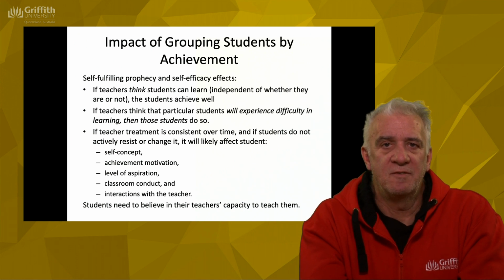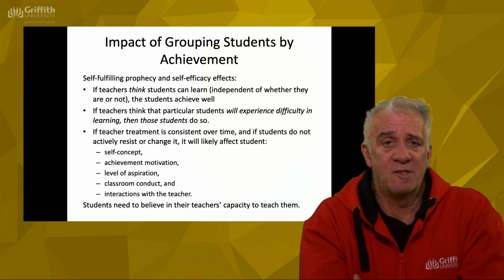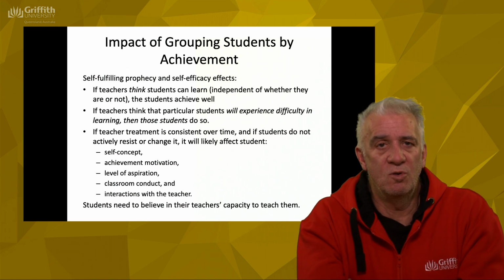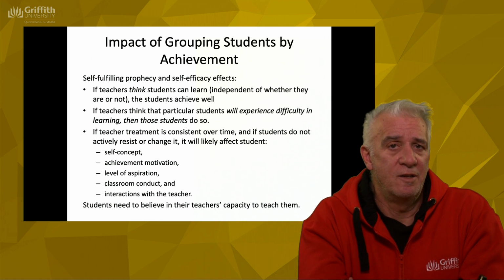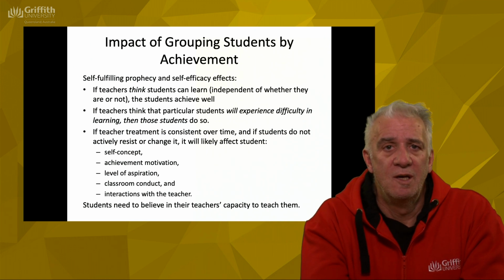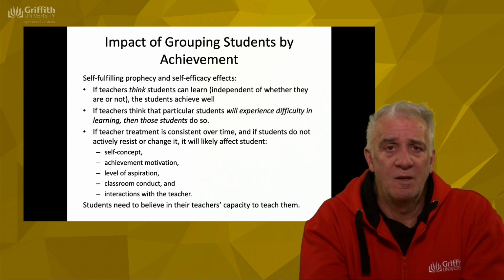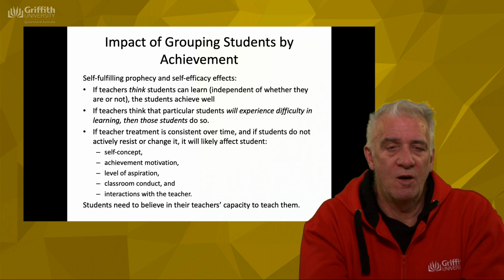And if this is done, if teacher treatment is consistent over time and students do not actively resist or try to change, then what's likely to happen is the students will develop a self-concept consistent with the group you've put them in, regardless of previous ability or achievement. So if you put them in the dumb group, they'll be dumb, because they know that that's what they're meant to be. Their achievement motivation will follow. Their level of aspiration will also be related, and the level of conduct and behaviour is often synonymous, and then their interactions with the teacher tend to be lower.